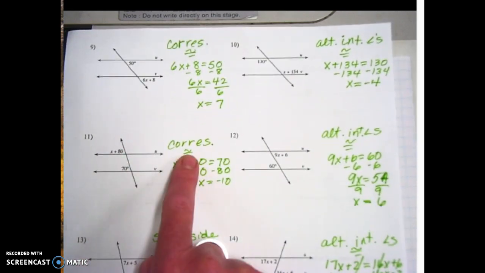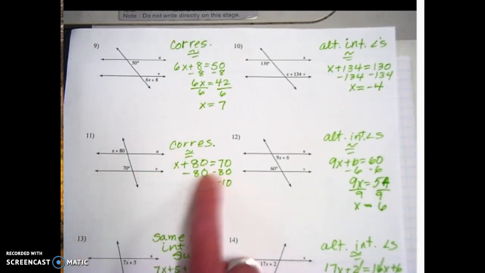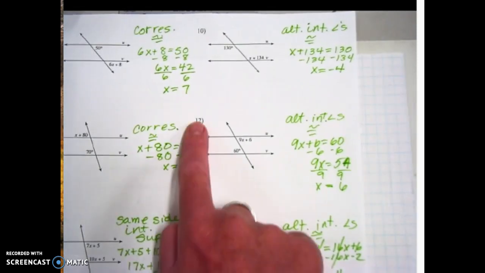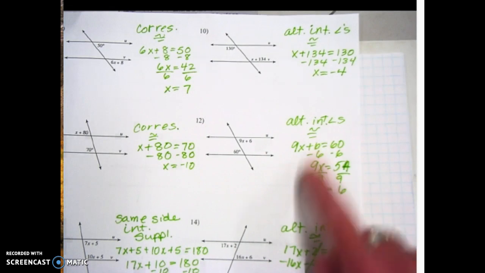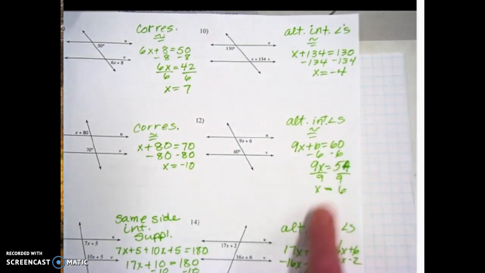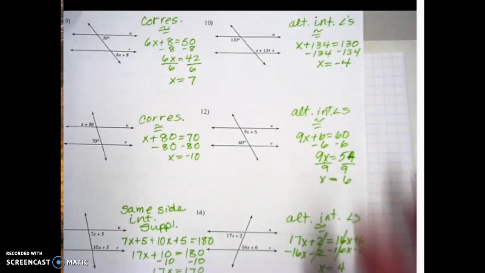These two are corresponding, which means they should be congruent. Put an equal sign in between them. Subtract 80 from both sides, and you get x equals -10. Number 12, these two are alternate interior angles, so set them equal to each other. Subtract 6 from both sides, divide by 9, and you get x equals 6.